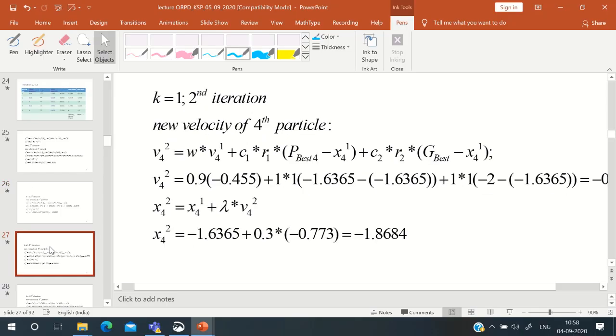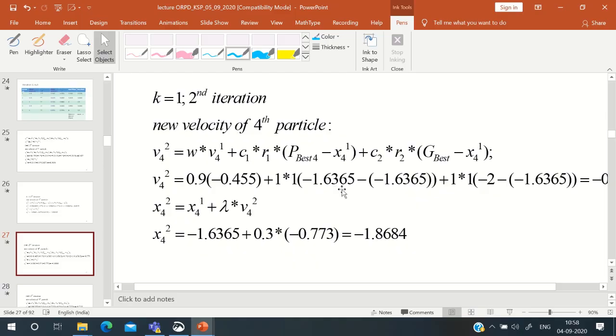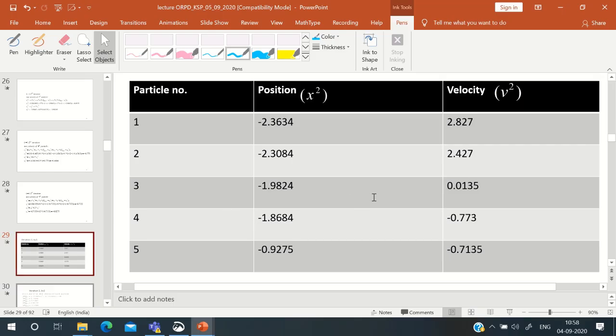Similarly, for the fourth particle, you can cross check these equations, right? For the fourth particle, what is the current value? Minus 1.63. And what is the P-best value? It is also minus 1.63, right? G-best is minus 2, right? So these are the positions at the end of second iteration. These are the velocities at the end of second iteration.